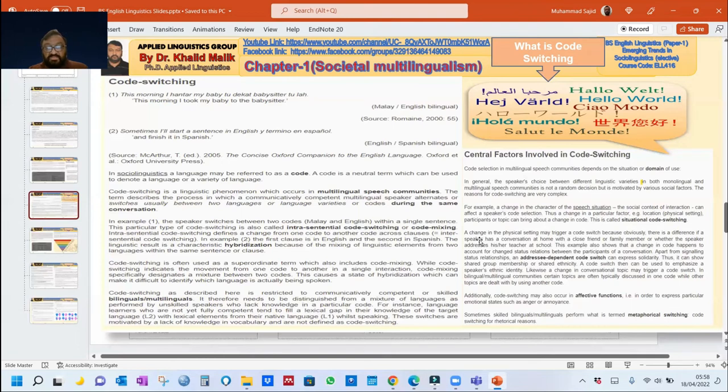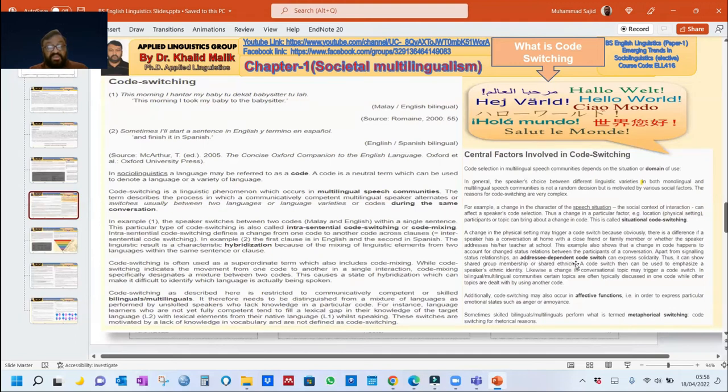A change in the physical setting may trigger a code switch, because obviously there is a difference if a speaker has a conversation at home with a close friend or family member, or whether the speaker addresses his or her teacher at school. This example also shows that a change in code happens to account for change in status relations between the participants of a conversation, apart from signaling status relationships.